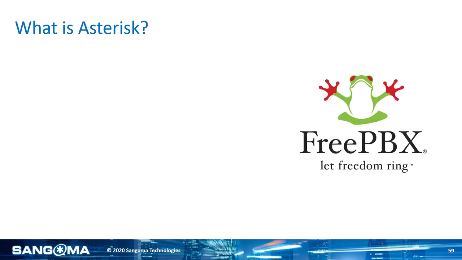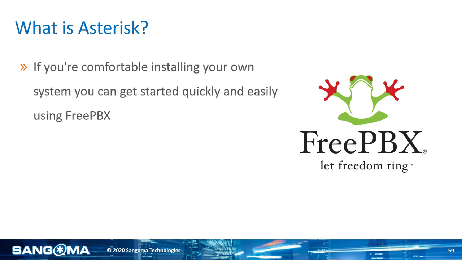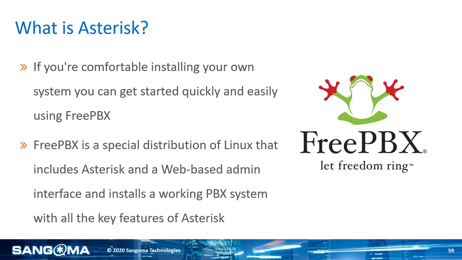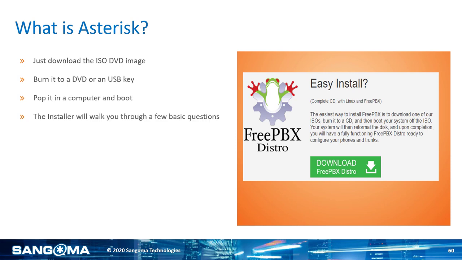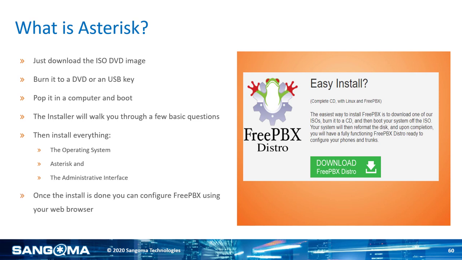If you're comfortable installing your own system, you can get started quickly and easily using FreePBX. FreePBX is a special distribution of Linux that includes Asterisk and a web-based admin interface and installs a working PBX system with all the key features of Asterisk. Just download the ISO DVD image, burn it to a DVD or a USB key, pop it in a computer and boot. The installer will walk you through a few basic questions. Then it will install everything: the operating system, Asterisk, and the administrative interface. Once the install is done, you can configure FreePBX using your web browser.